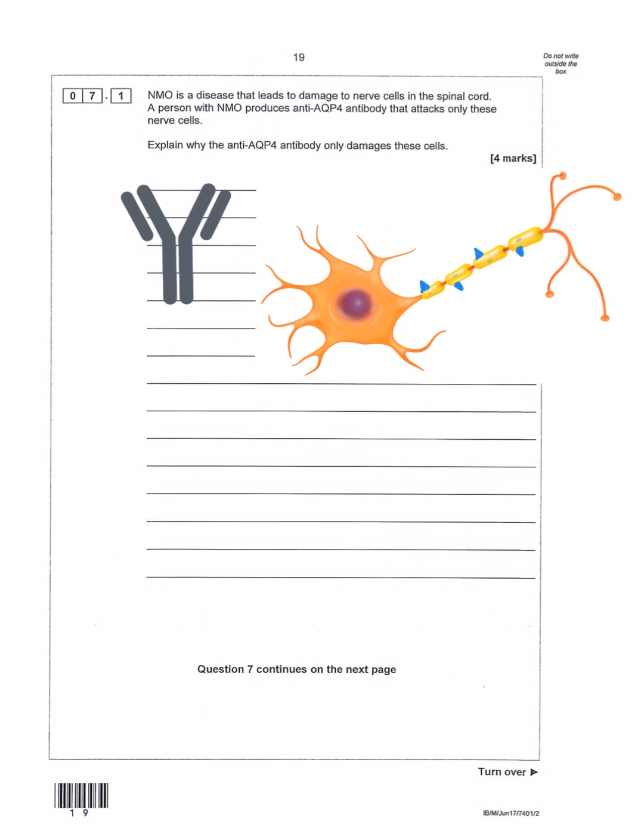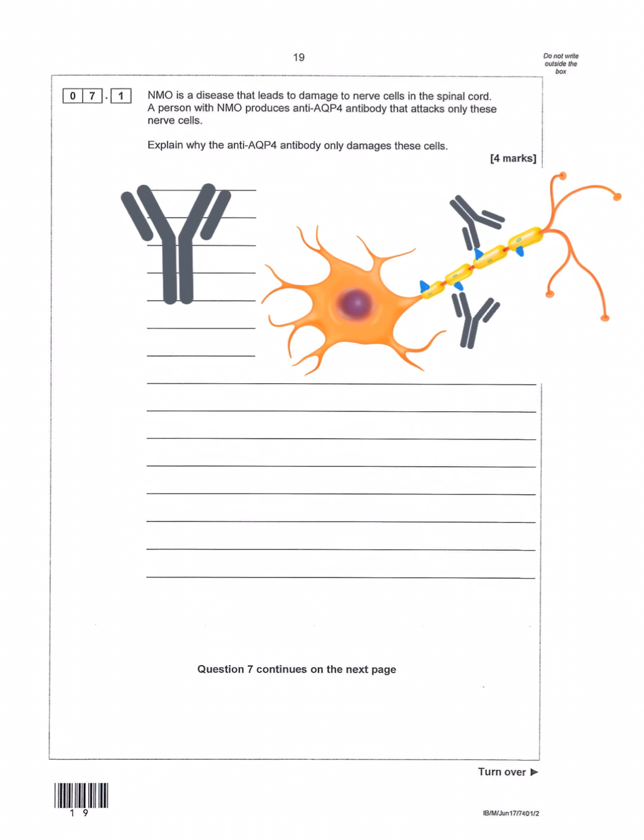And in this case, the NMO antigen is only found on nerve cells as shown here in blue. If the specific antigen, complementary to the anti-AQP4 antibody, is only found on nerve cells, then an antigen-antibody complex can only form with these nerve cells, causing the damage.